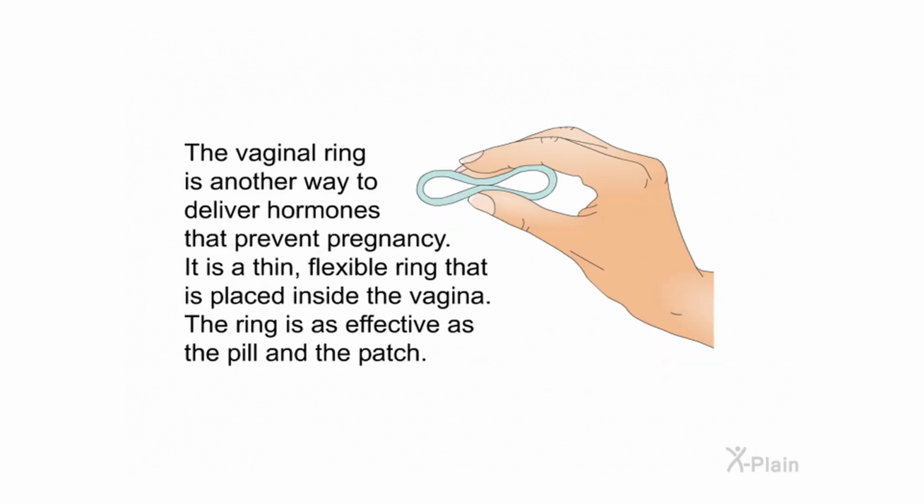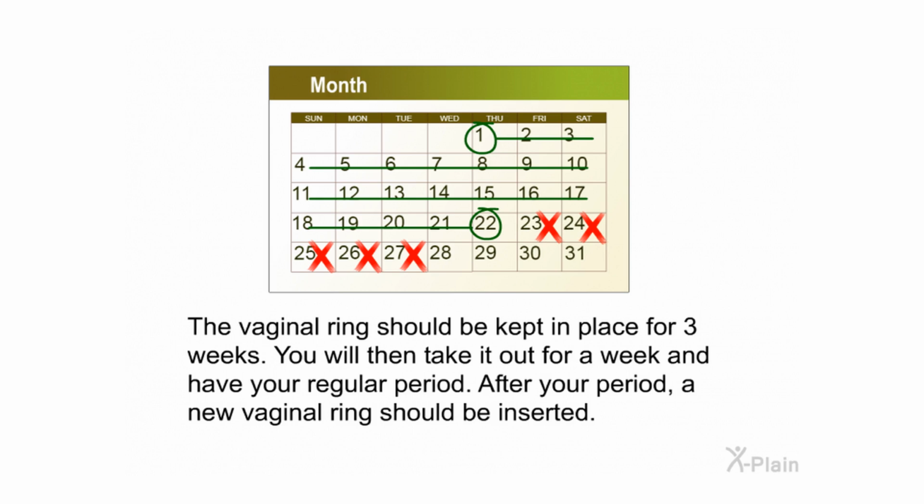The vaginal ring is another way to deliver hormones that prevent pregnancy. It is a thin, flexible ring that is placed inside the vagina. The ring is as effective as the pill and the patch. The vaginal ring should be kept in place for 3 weeks. You will then take it out for a week and have your regular period. After your period, a new vaginal ring should be inserted.